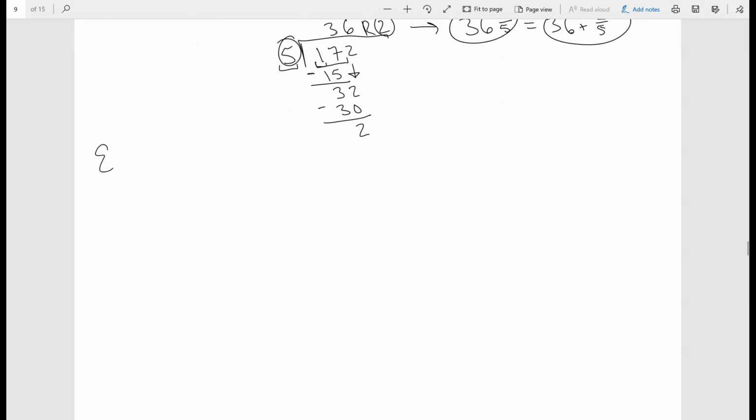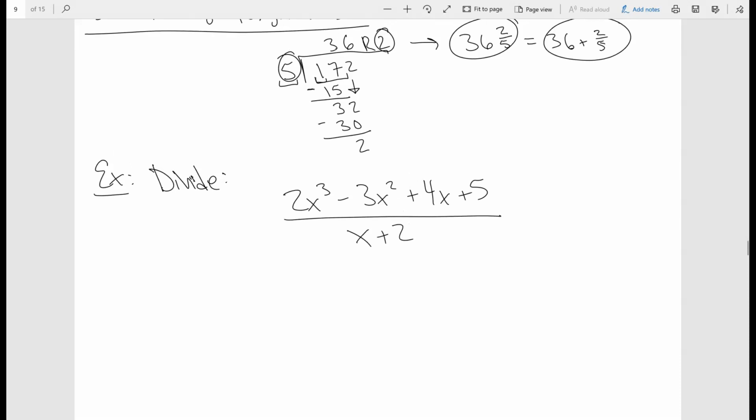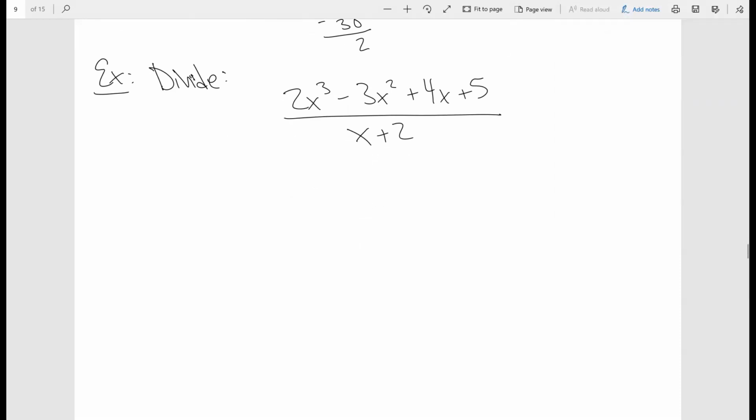Let's do an example where we want to divide this polynomial: 2x cubed minus 3x squared plus 4x plus 5, and we want to divide this by x plus 2. What is this going to be? We're going to set it up the way we did the regular division. So we have 2x cubed minus 3x squared plus 4x plus 5, and we're going to divide it by x plus 2.